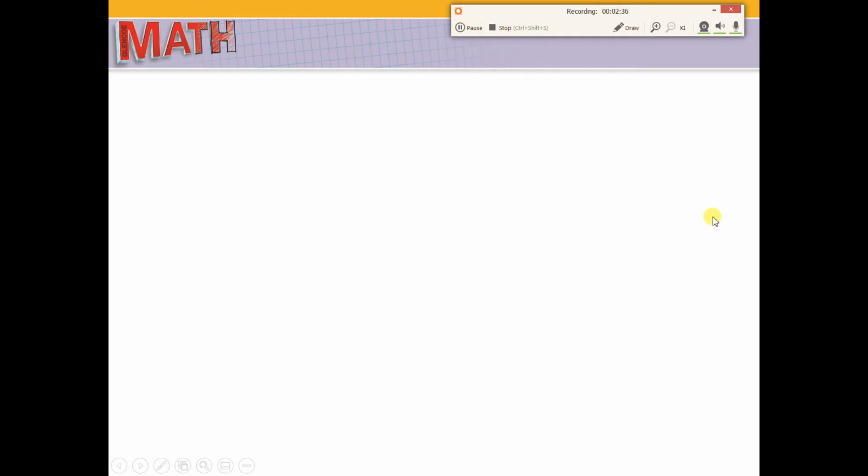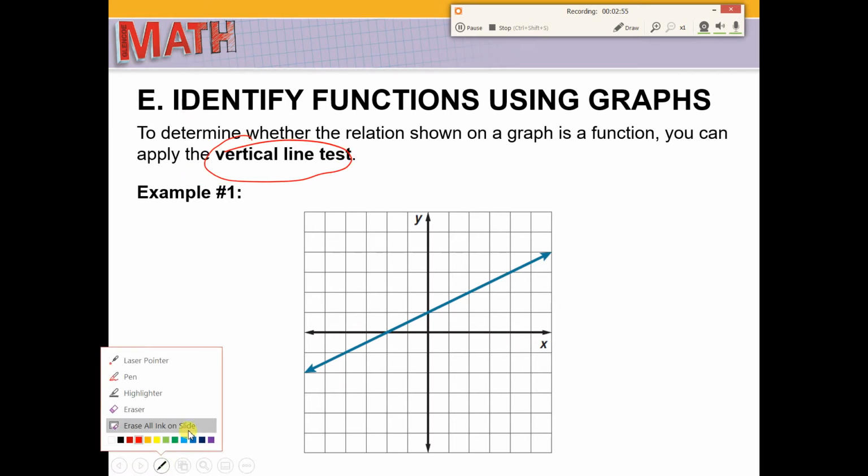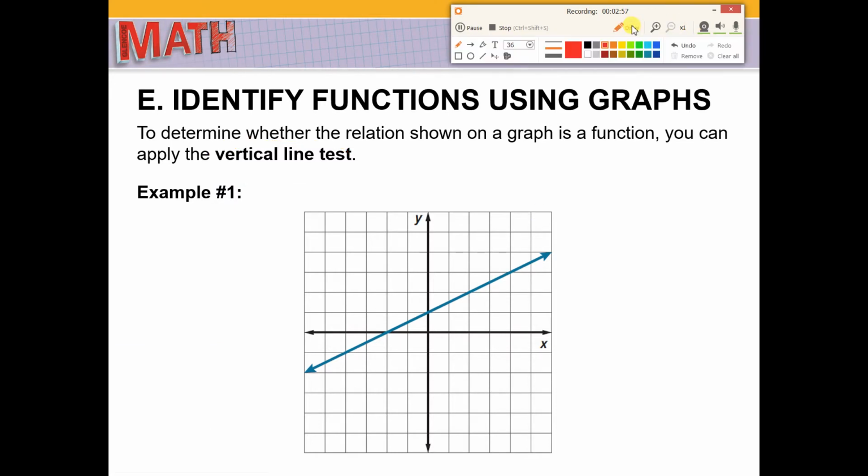Now we can move on to the main part of this video, which is about identifying functions using graphs. So to determine whether the relation shown on a graph is a function, you can apply the vertical line test. So what is the vertical line test? So vertical lines look like this. Okay, so it's a line that is standing up. So it said that we have to apply that line in this graph for us to determine if this is a function or not. So how do we do that?